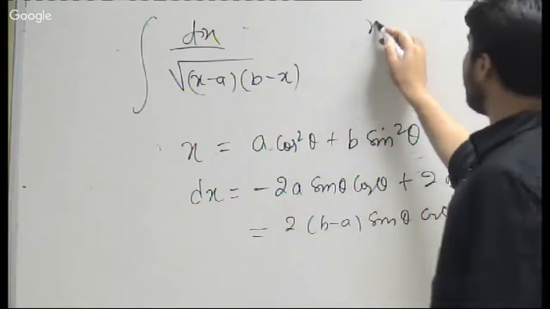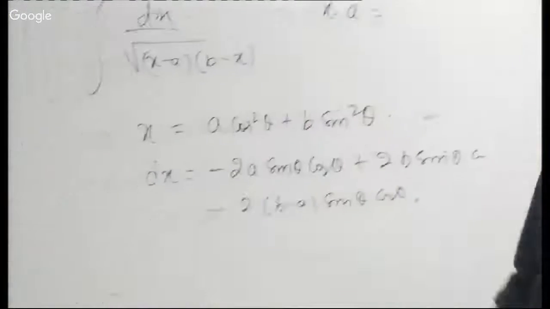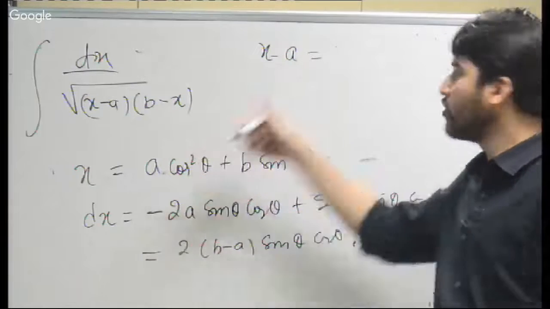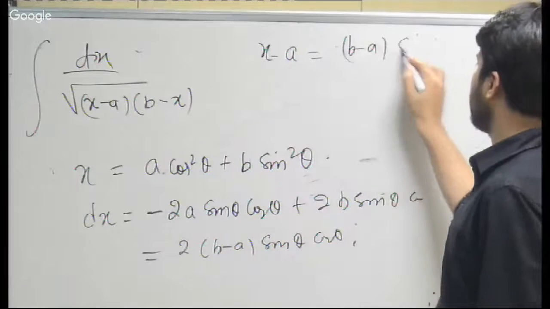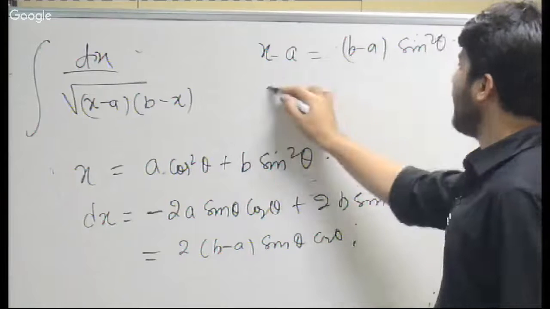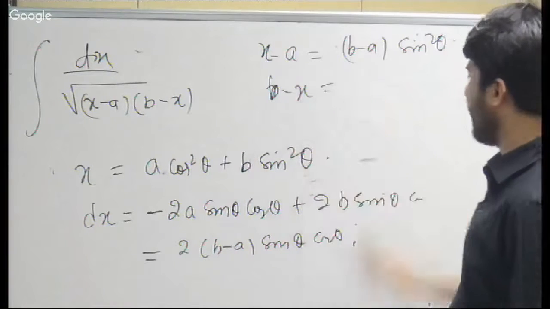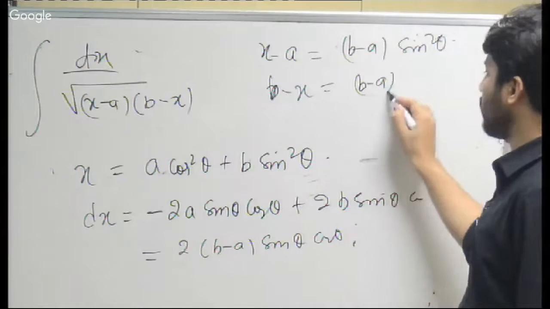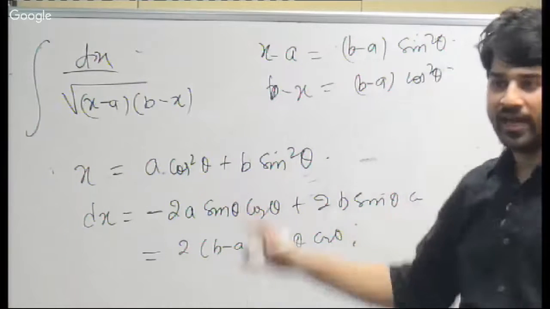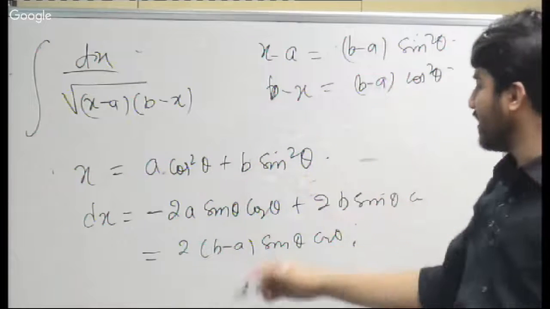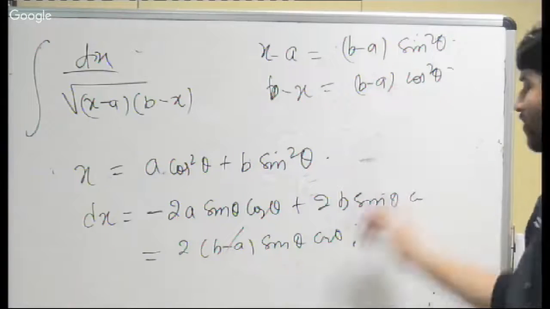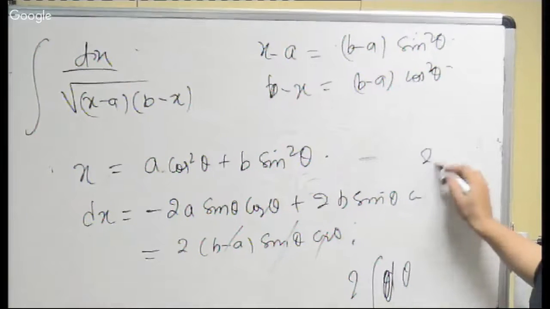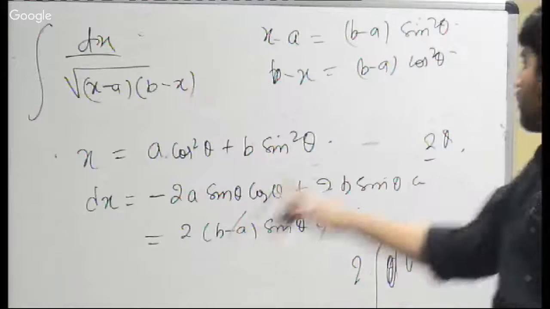And my x minus a has also become a very good term. Why? a cos square theta minus a will become minus a sin square theta. So finally it will be b minus a sin square theta. And b minus x has also become a very fine term. It will turn out to be b minus a cos square theta. And they are in under root. b minus a बाहर निकल जाएगा, ये कट जाएगा. Sin theta cos theta सब कट जाएगा, बचेगा 2 d theta. So the answer will be 2 theta.